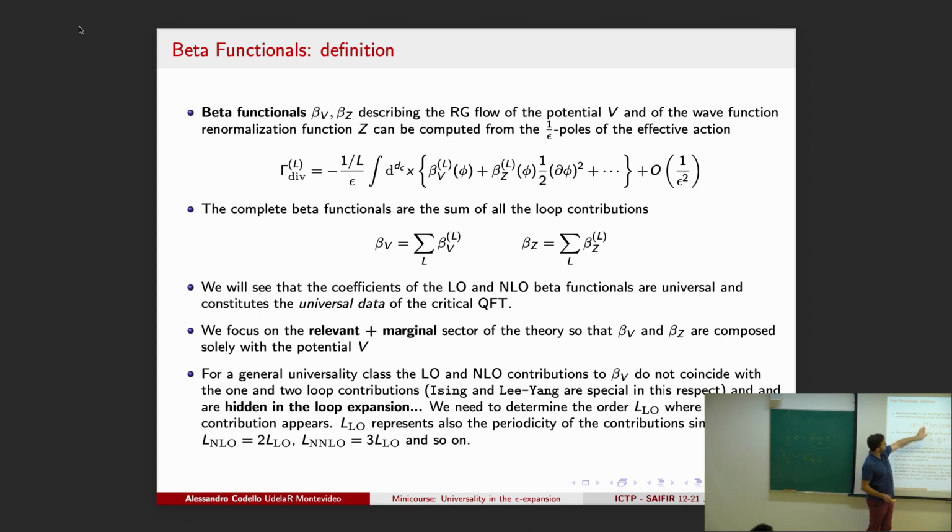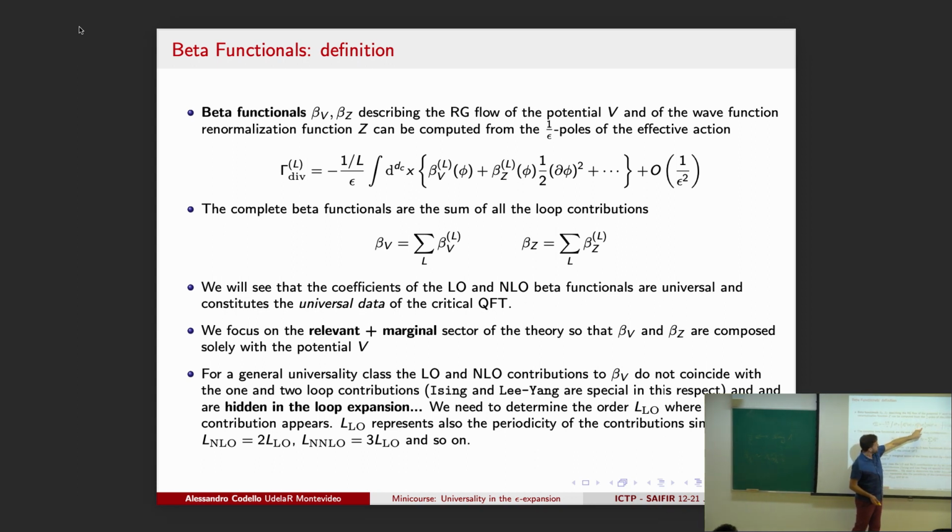But it's only the 1 over epsilon part, the coefficients of which are called the beta function. In particular, we take away a minus sign and a factor 1 over L for the loop order. So at every loop order, there is a factor of this term. The coefficient of the potential is what we call the beta functional contribution at that loop order. The coefficient of the kinetic term is the beta functional contribution of loop order L for the Z. Once I examine my theory at various loop orders, the full beta functional is the sum over the various loop orders of these contributions.